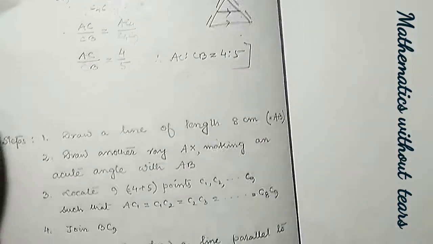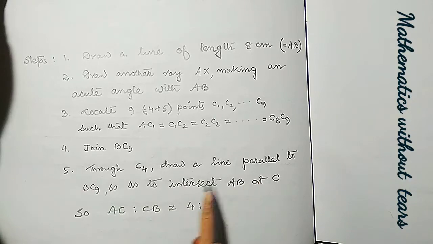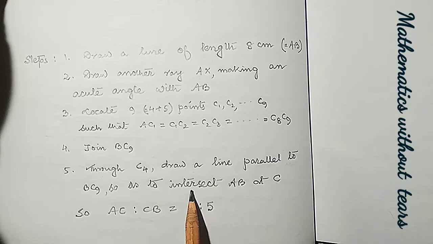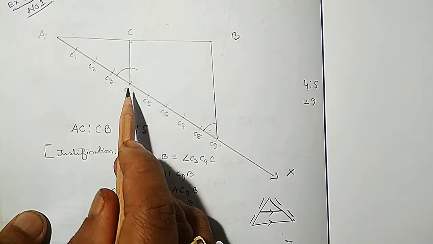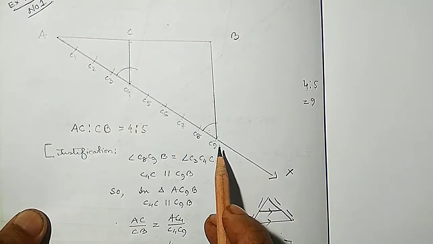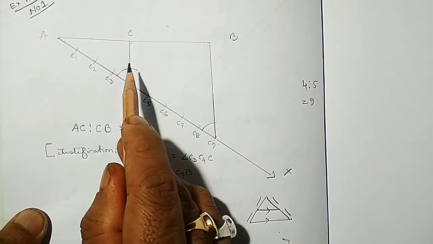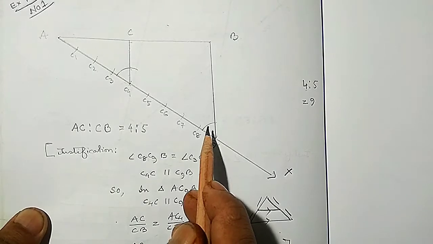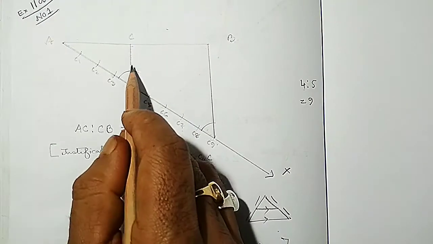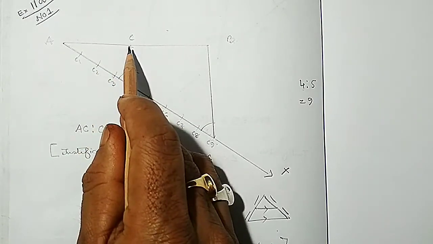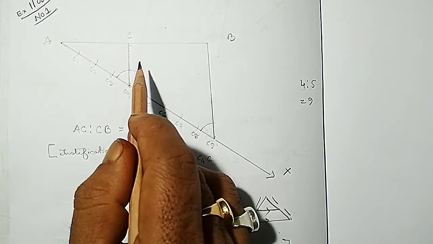Fine. And then through C4, draw a line parallel to BC9 so as to intersect AB at C. So through C4, we have to draw a line parallel to this one, C9B, so that this line and this line become parallel. For this, we have to draw this angle equal to this angle. And once we have drawn these two angles, suppose this line cuts AB at C, then AC to CB will be 4:5. I hope this construction is clear.